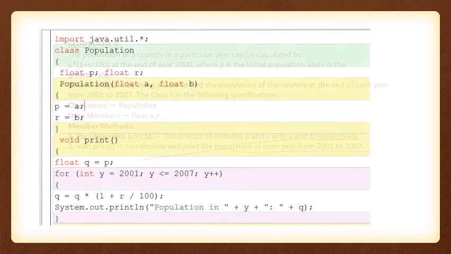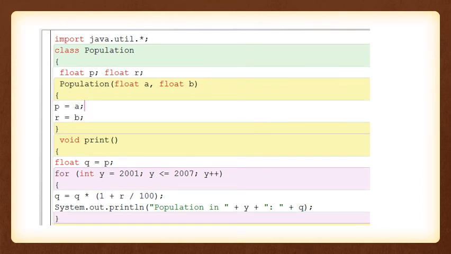Let's see the program. First is a class population. Then the data members, float P and float R. Then the parameterized constructor, A and B passed: A for the variable P and B for variable R. So initialize the value of A in variable P and B in variable R. Then void print.